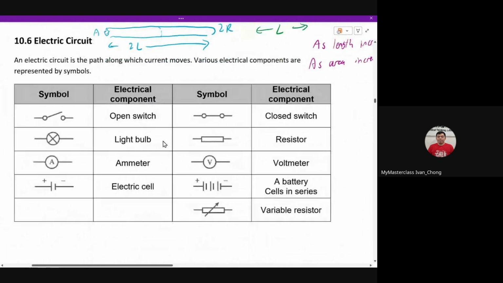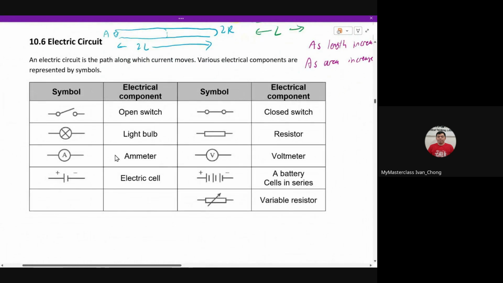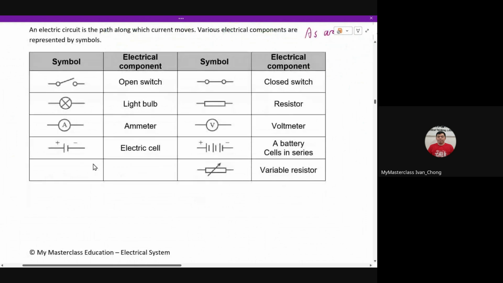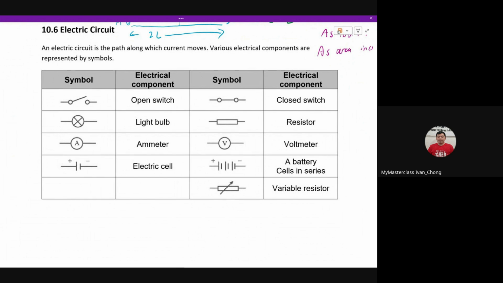And then all of these symbols that you see down here, these are your circuit symbols, which means that instead of drawing a 3D diagram of all our devices, like a battery and whatnot, we will use this to represent what the components are. So this is an open switch, and what's so special about open switch is there's no current. Okay, because don't forget, current is the rate of flow of electric charges. So if my current cannot flow, you don't have current. So if you have a closed switch, your current can flow easily.